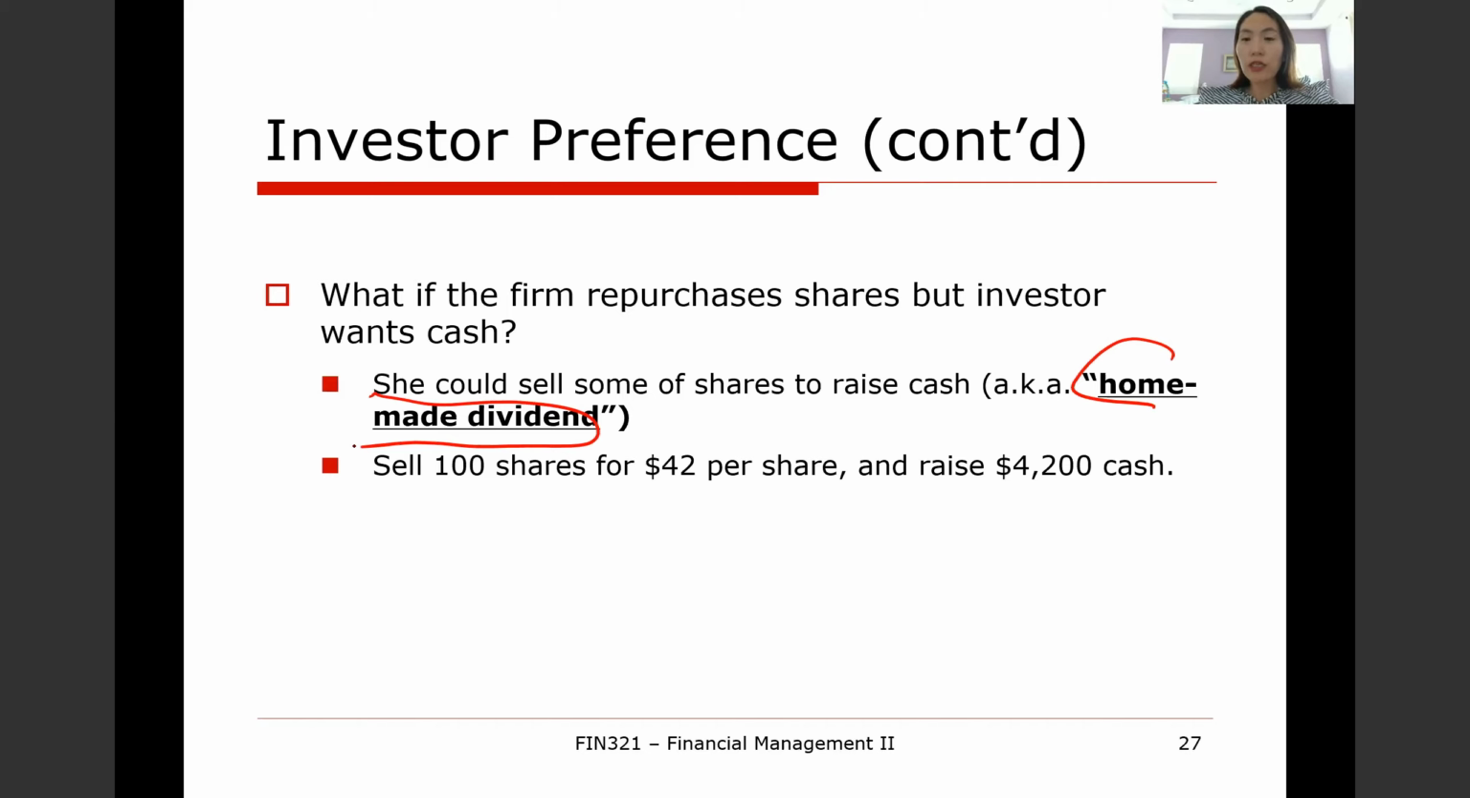To raise the same amount of cash that you otherwise would have received in the dividend scenario, which is $4,200, how many shares do you need to sell? In the repurchase scenario, each share will be sold for $42. Therefore, to raise $4,200 in cash, you will have to sell 100 shares.